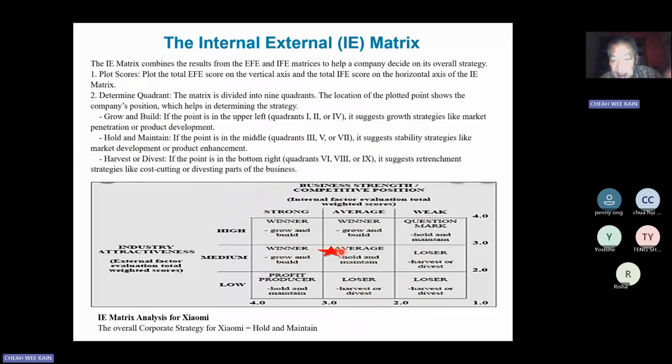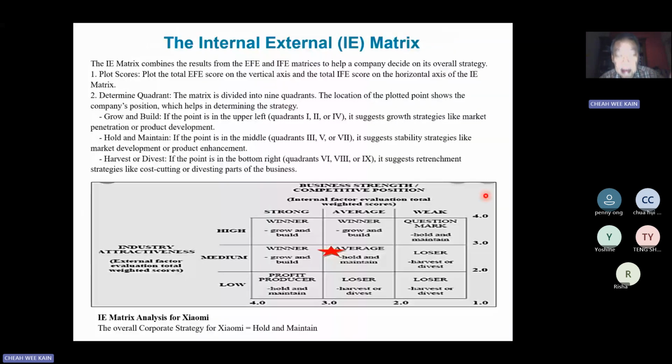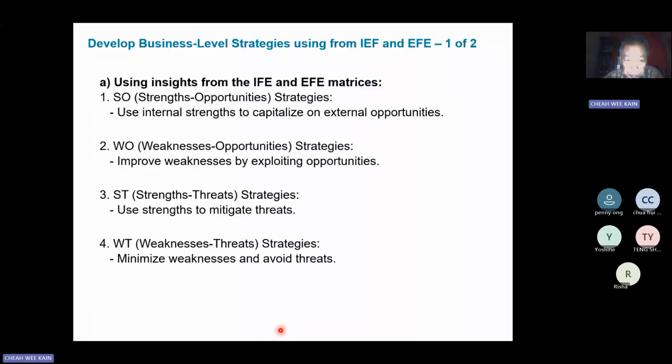Where are you? This matrix does not tell you how to make a strategy. You make strategy by looking at your stars. Which one got the highest one? So the overall strategy for Xiaomi is hold and maintain in general. But to make the specific strategy, you look at the S and O first, next WO or ST. I always look at SO first.